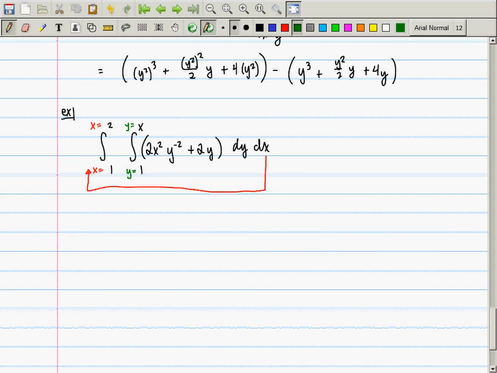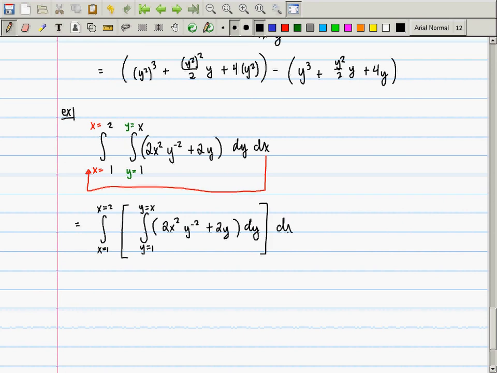Okay, finally, the meaning of this math sentence here is that this is from x is 1 to x is 2, from y is 1 to y is x, of 2x squared y to the negative 2 plus 2y dy dx. Okay, so what that means is you just close your eyes and, according to the rules of parentheses, you ignore everything that's outside of the parentheses for a moment. Then look at what is inside of the parentheses. Well, that's just a calculus 1 antiderivative integral. So let's compute it in the calculus 1 way.